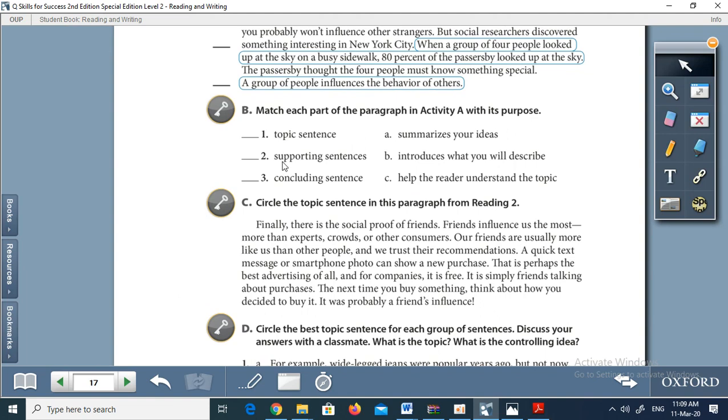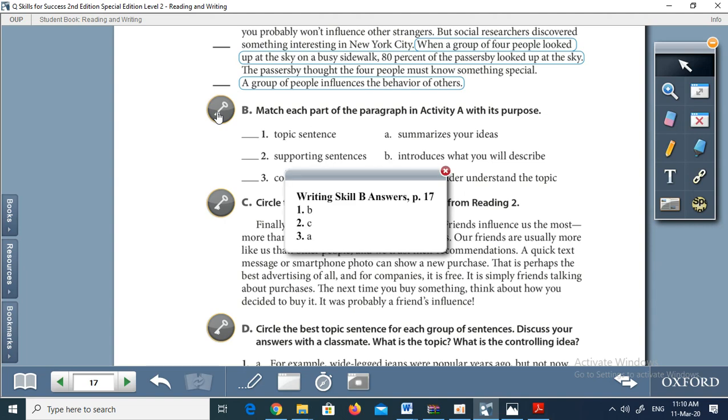All right. Now that you've opened up the book, look at the activity and do it. I'll give you 1 minute to do it. Now recheck the answers.